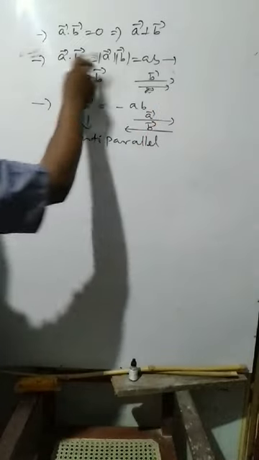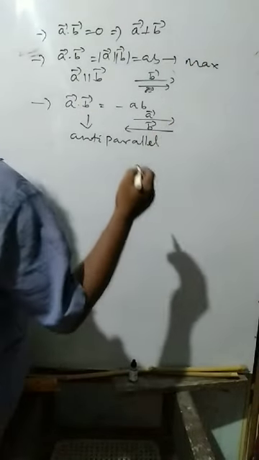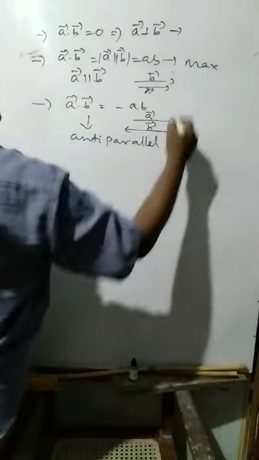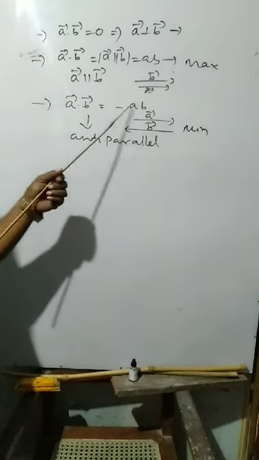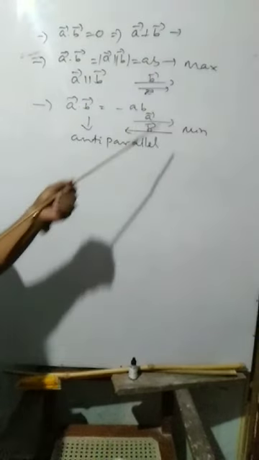Now next one. When A is parallel to B, A dot B is at its maximum. And when they are anti-parallel, it is the minimum. A dot B equal to minus AB, here it is the minimum. A dot B equal to AB, here it is the maximum.